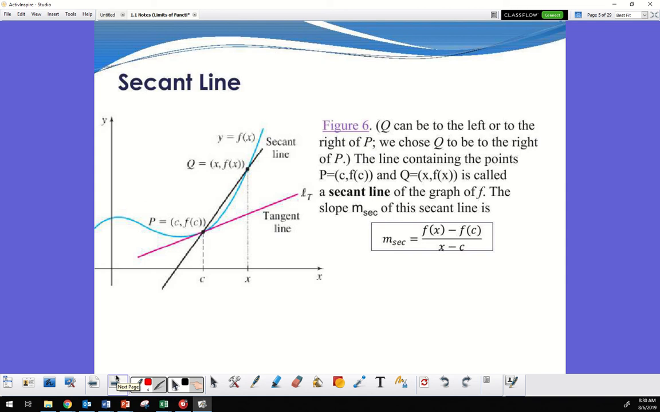So here's my m secant. This is basically the slope formula. You guys remember the slope formula? Anyone? What was the slope formula? What is it? y2 minus y1 over x2 minus x1. There we go, see?